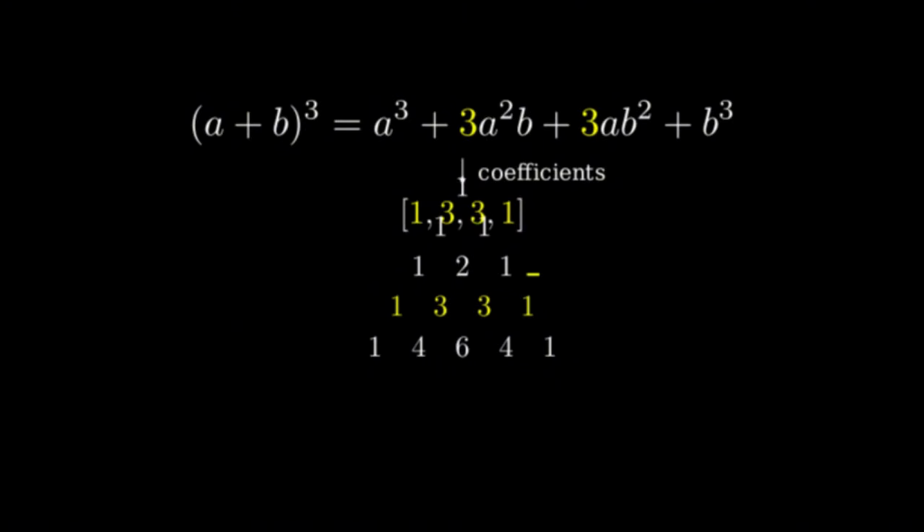The third row of Pascal's triangle contains exactly the sequence 1, 3, 3, 1, the same coefficients we see in our expansion of (a + b) cubed. This is not a coincidence. When expanding (a + b) to any power, the coefficients will always match the corresponding row in Pascal's triangle. This relationship between binomial expansions and Pascal's triangle is extremely useful. Instead of multiplying out all the terms, which gets increasingly complex with higher powers, we can simply look up the coefficients in the appropriate row of the triangle.